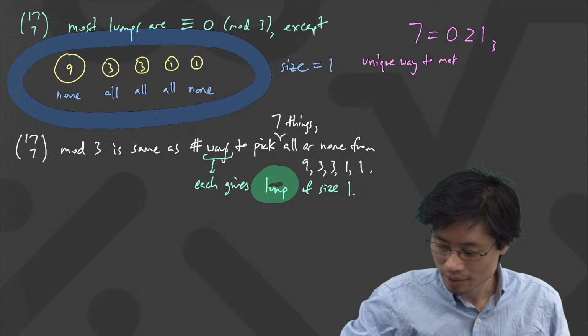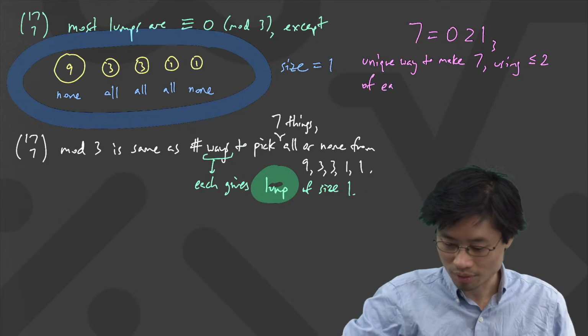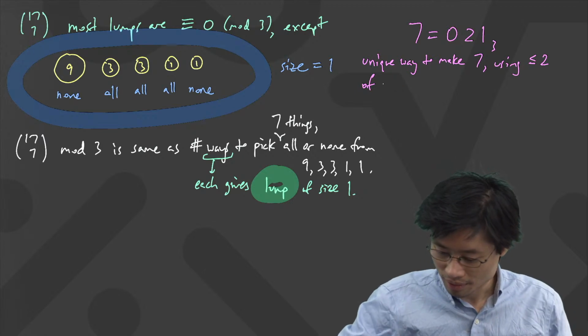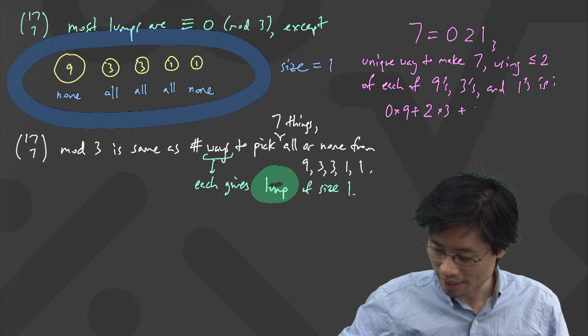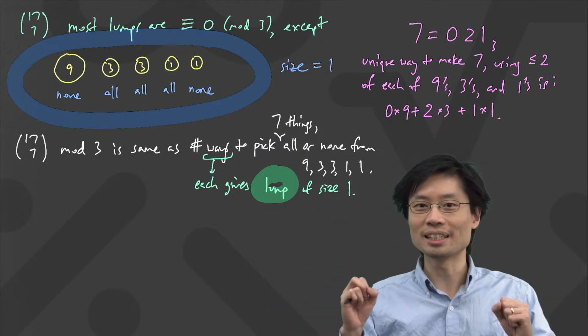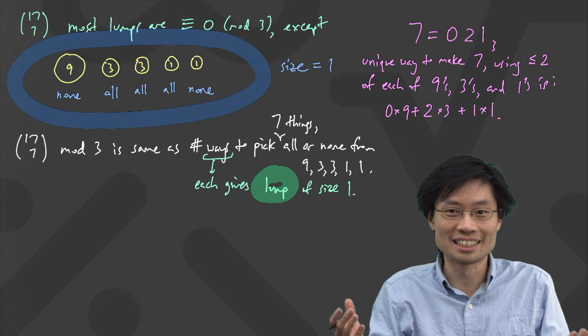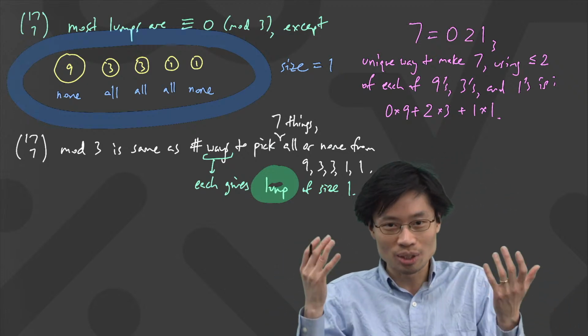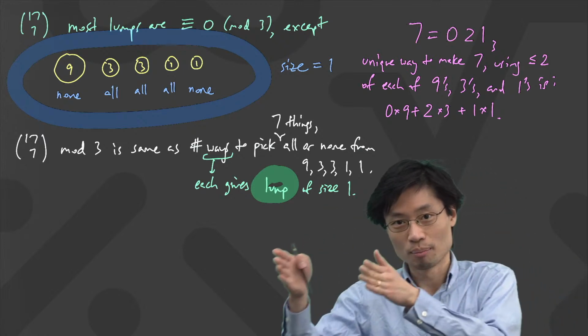to make 7 using less than or equal to 2 of each of 9s, 3s, and 1s is 0 times 9 plus 2 times 3 plus 1 times 1. The only way that you can make 7 is with grabbing 2 3s and grabbing 1 1. That's what base 3 means. That's why base representation is nice. You don't have to worry that there's two different ways to write the number in base 3. There's only one way to write the number in base 3, and you build numbers in base 3 from picking up to 2 of the things from each of the powers of 3.